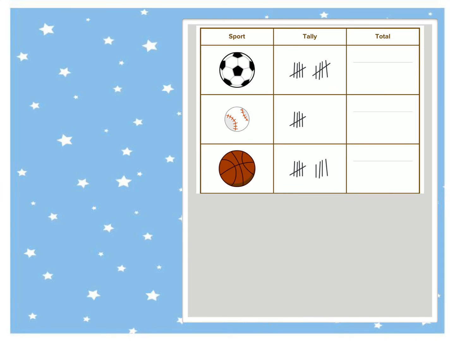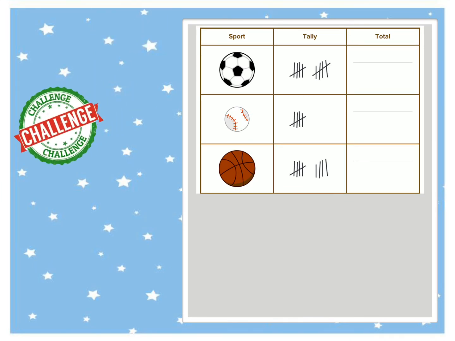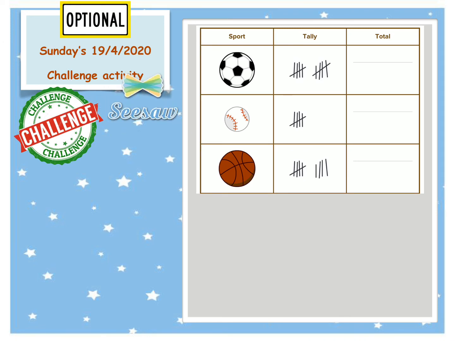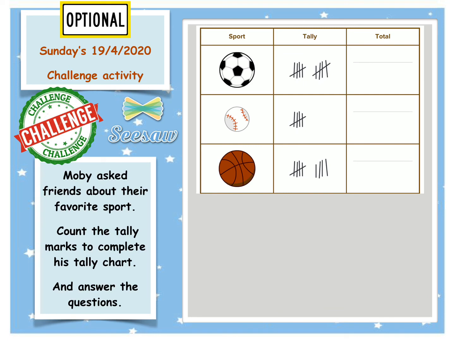Now we arrived to our challenge activity. You know, grade 1, today we don't have a homework, and this is an optional exercise. If you would like to do it and submit it on CISO slide. And this shows a chart. This chart has different kinds of sports. This says Bobby asked his friends about their favorite sport. Count the tally marks to complete his tally chart and answer the questions.